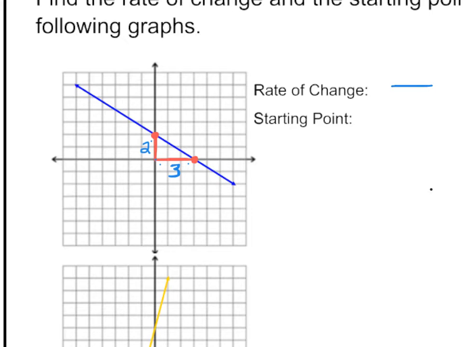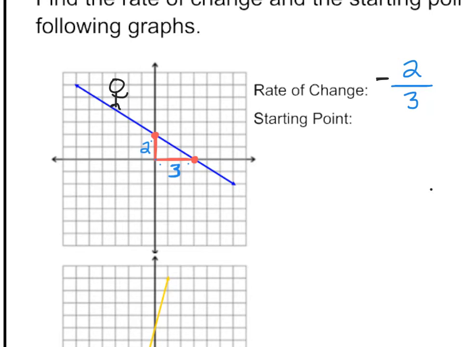I'm going to write this in a fraction. It's the vertical change, which would be 2, over the horizontal change, 3, change in y over change in x. But this is a negative line because it's going down. You could think of a dude like skiing down a mountain. Okay? It's a negative line. It's going down.